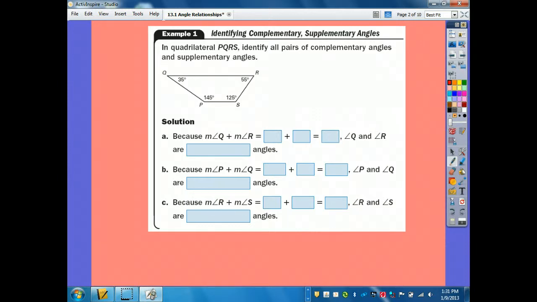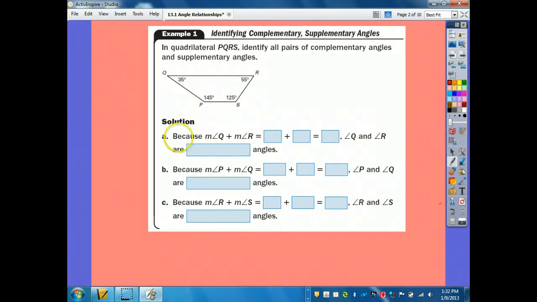Example 1, identifying complementary and supplementary angles. Here they give us a shape. What kind of a polygon is this? Trapezoid. Well, yeah, you're getting real technical. If it has 4 sides, it is called a quadrilateral. If I add up the inside, all 4 of these angles, what would I get? 360, exactly. Because a quadrilateral is 2 triangles put together, and each triangle equals 180 and 180, so you're going to get 360.